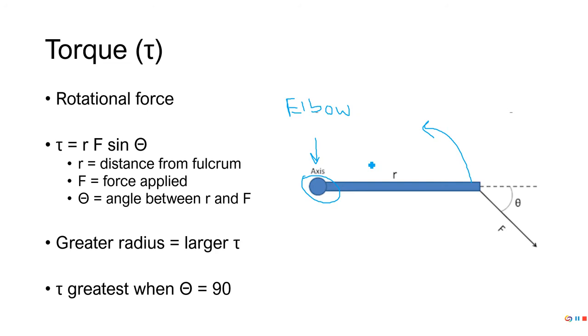One, how far away are we applying the force from the fulcrum, or from that rotational point? Two, how much force are we applying to this point? And three, what's the angle between basically your lever and the force? The greater the radius, or the longer your lever, just think of this as lever length, the greater the force.